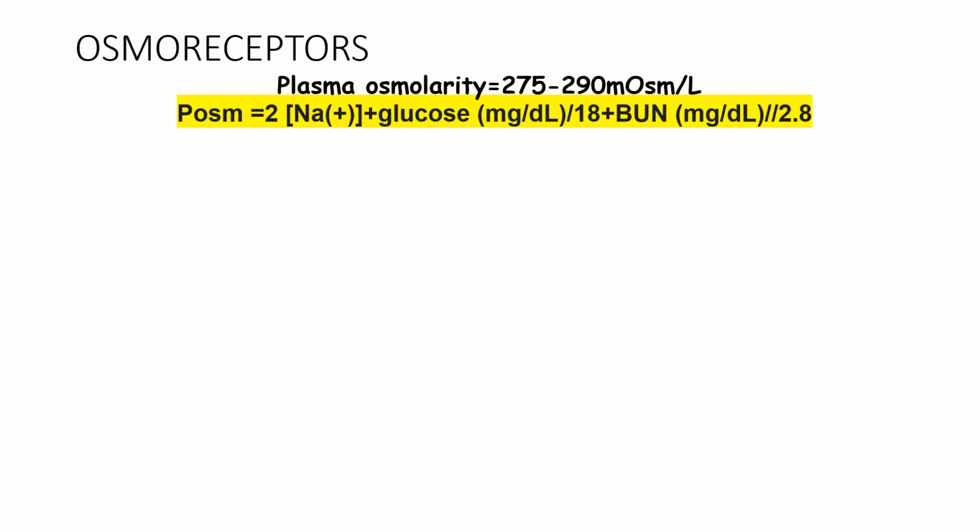Have you thought of a condition? What happens if this osmolarity is not maintained? Whenever there is an increase in sodium and glucose, what will happen? The plasma osmolarity will also rise, as you can see in this formula. So what will happen to the neurons? You know about the process of osmosis.